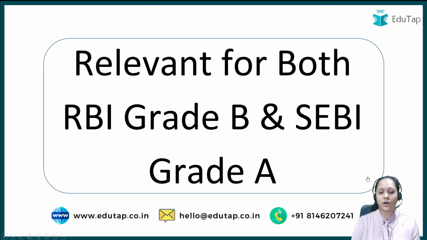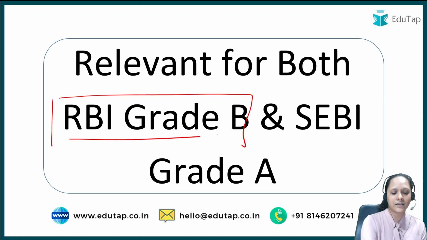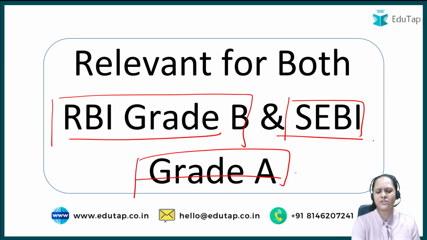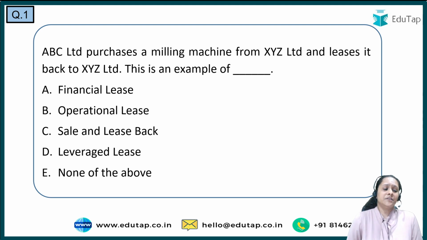Now, this alternative source of finance is also relevant for RBI Grade B and SEBI Grade A. We need not cover this chapter in depth, but a basic understanding would help us to solve all the questions easily. So now the first question says that ABC Limited purchases a milling machine from XYZ Limited and leases it back to XYZ Limited. This is an example of which type of alternative finance?